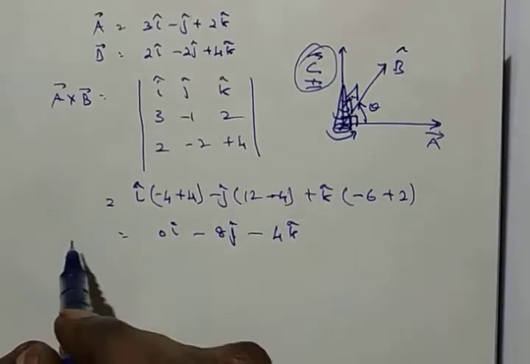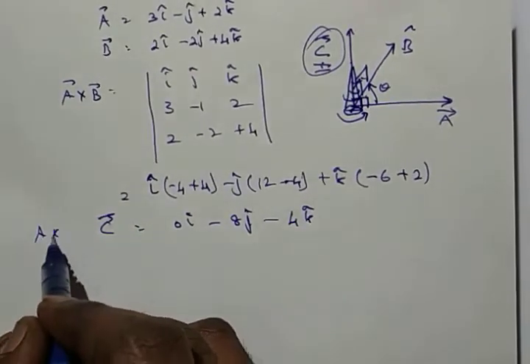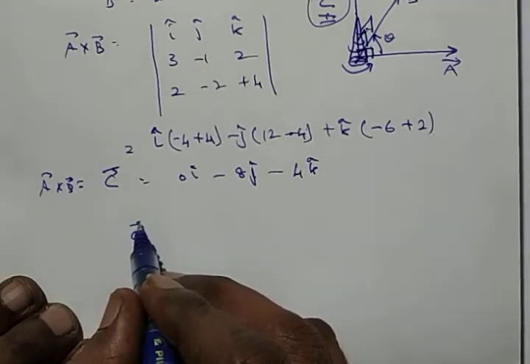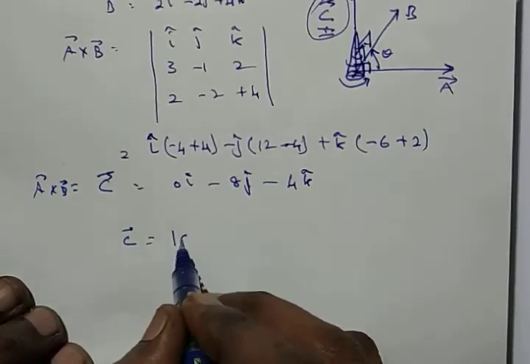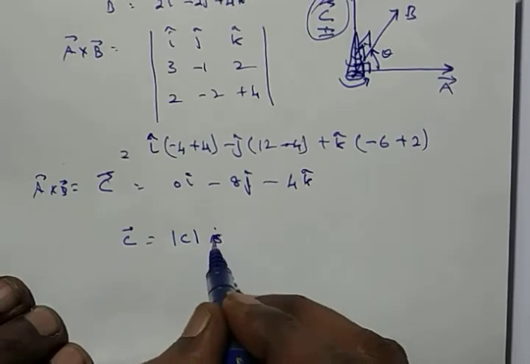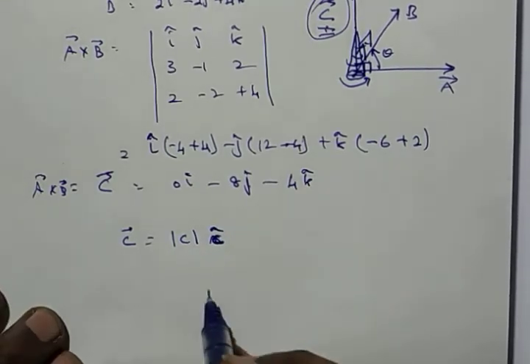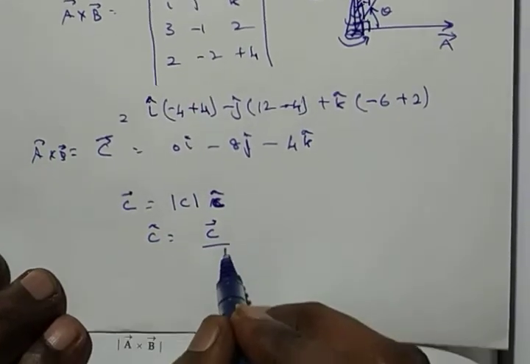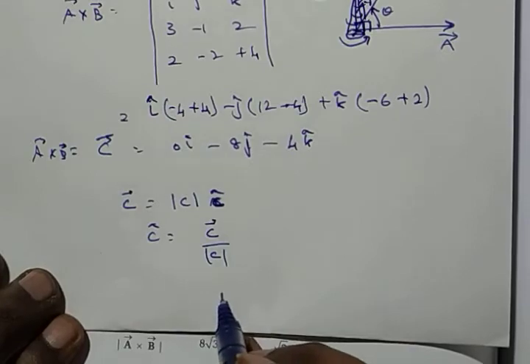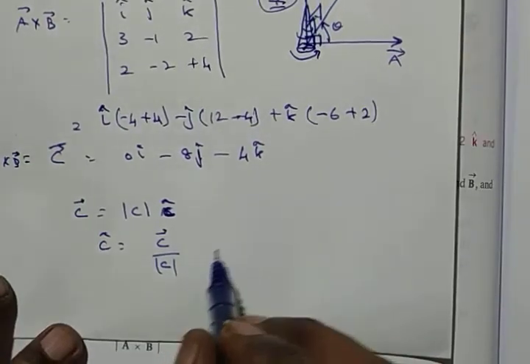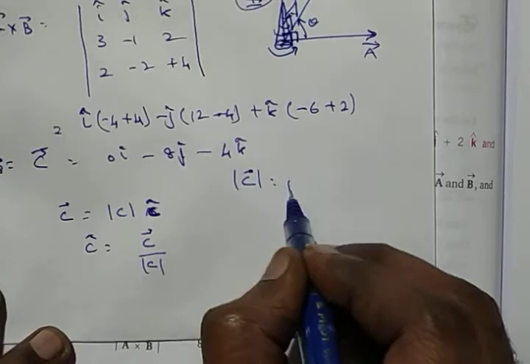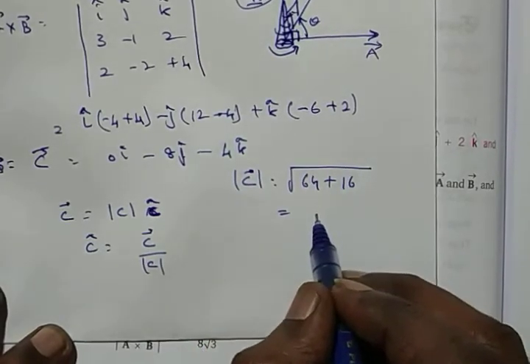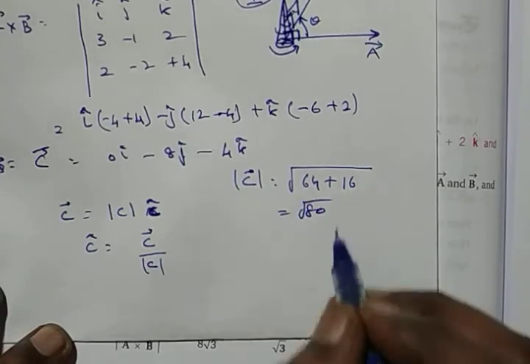So once you have this expression as C vector, that is A cross B, now what is C vector? We already know it is equal to the magnitude of C times C cap, the unit vector of C. So if you want to find the unit vector of C, it is C vector upon C magnitude. So you need to find the magnitude of C, that is going to be equal to the square root of 64 plus 16, so you get root 80.